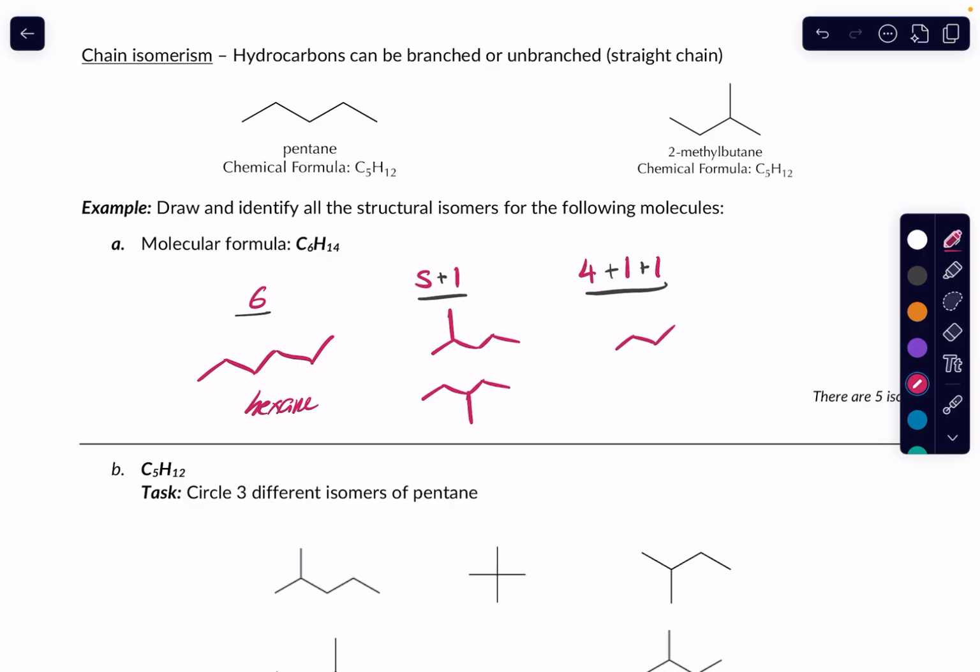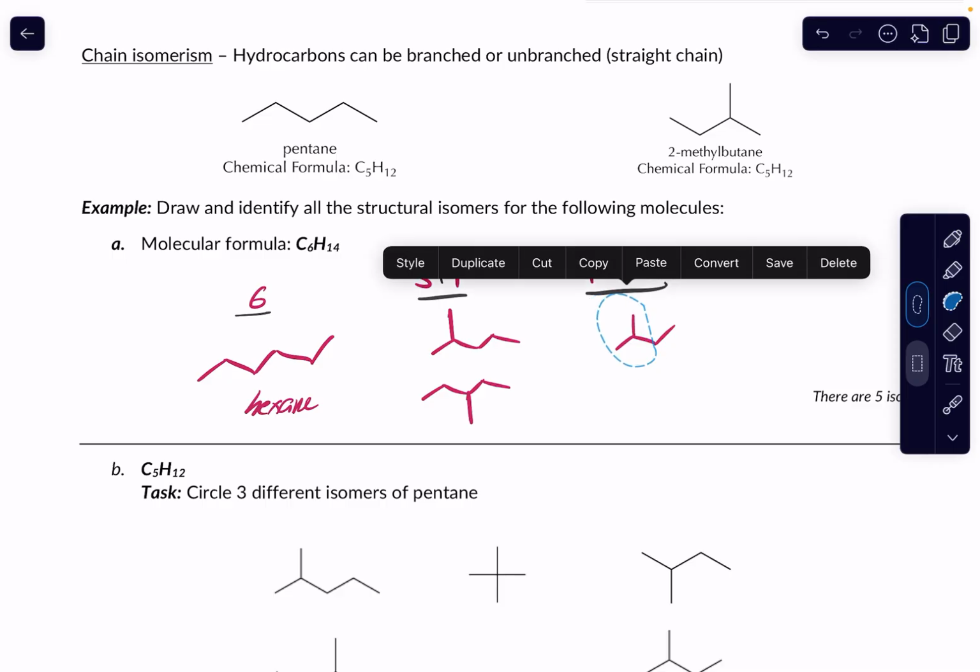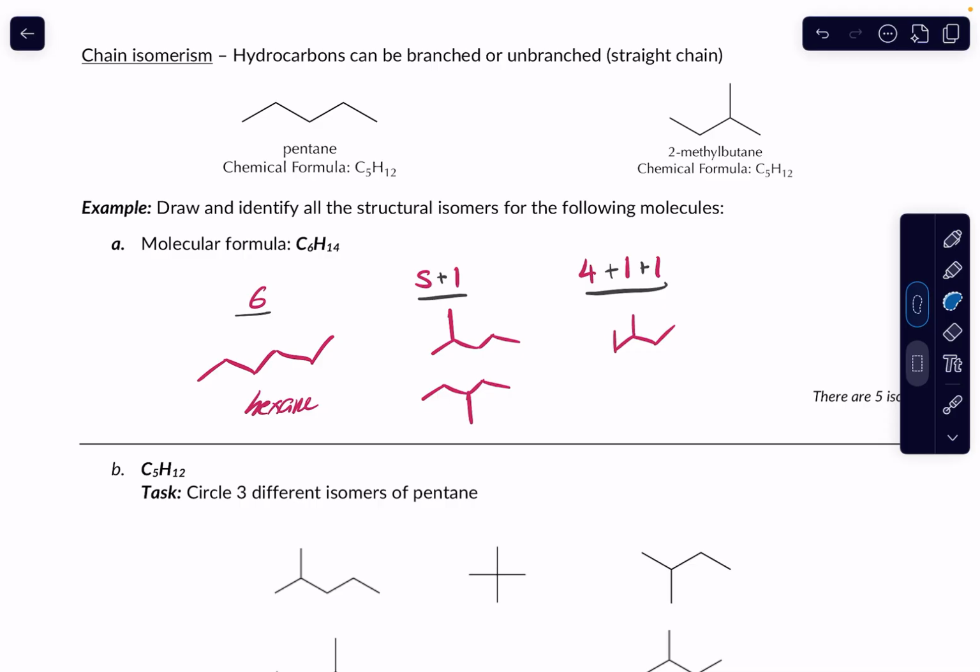I'm going to add 1 branch. So where can I put that branch? Not at the start, not at the end. I'm going to put it on carbon number 2. Let's duplicate this, because I've still got 1 more branch to assign. Again, I can't put this at the end or at the start, because then that's the same as one of these guys. But over here, I could put it on this carbon here like that. And there we go, 4 and 1 and 1, and that works.